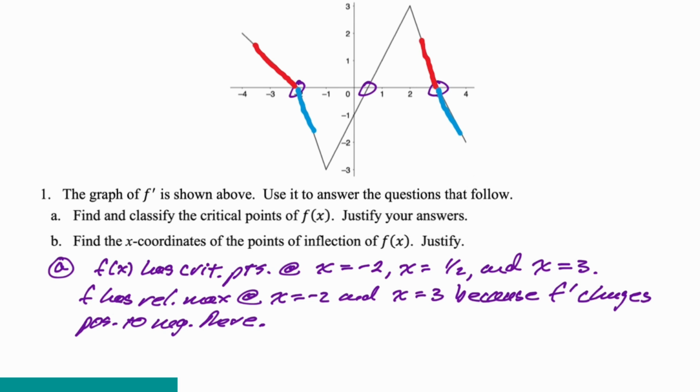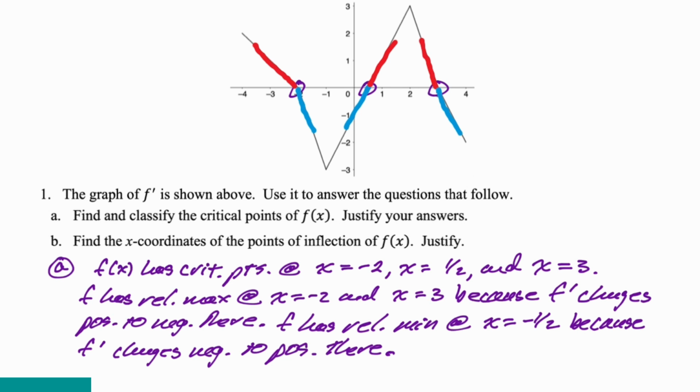Let's see if I accidentally wrote -1/2 again this time. We have 1 relative minimum because f prime is going negative to positive, and that's happening at positive 1/2. F of x has a relative minimum at, I wrote negative again, at least I'm consistent, at positive 1/2 because f prime changes negative to positive there.